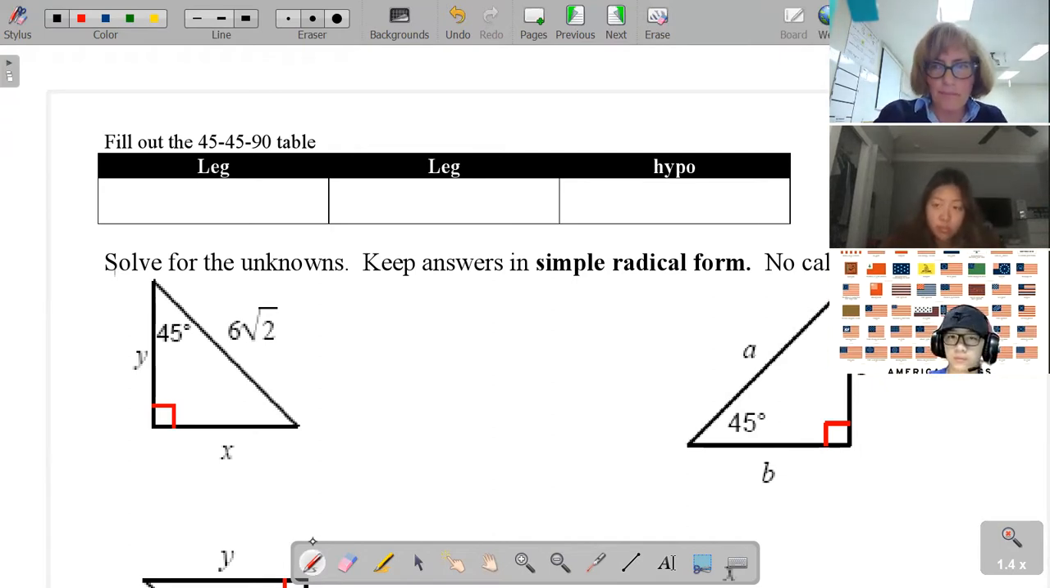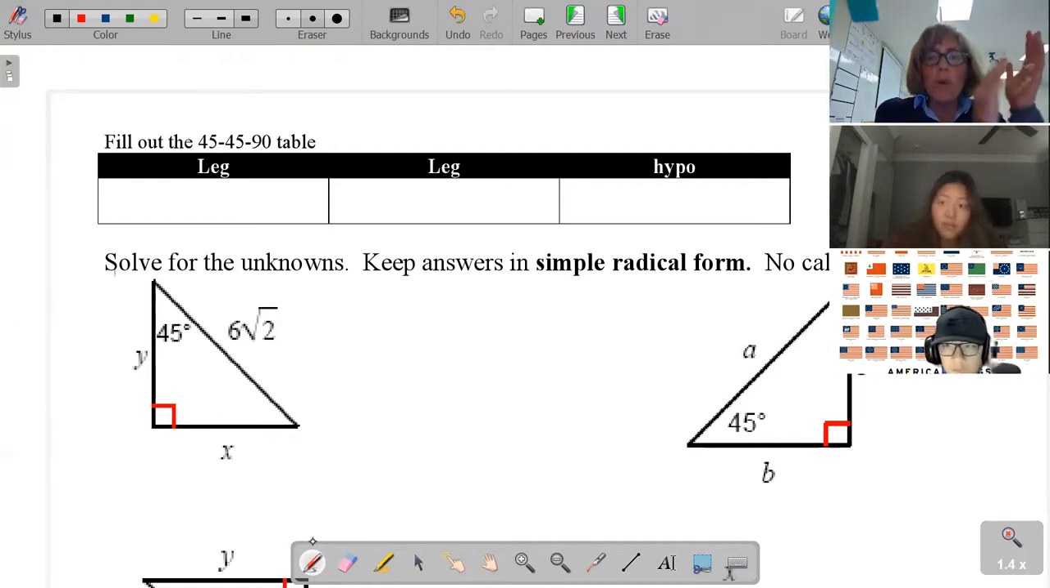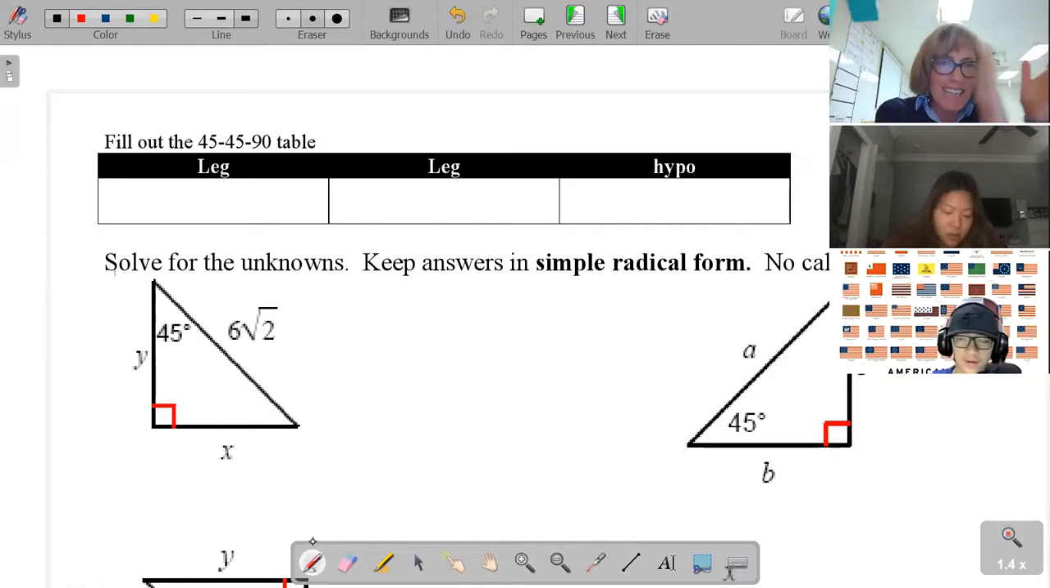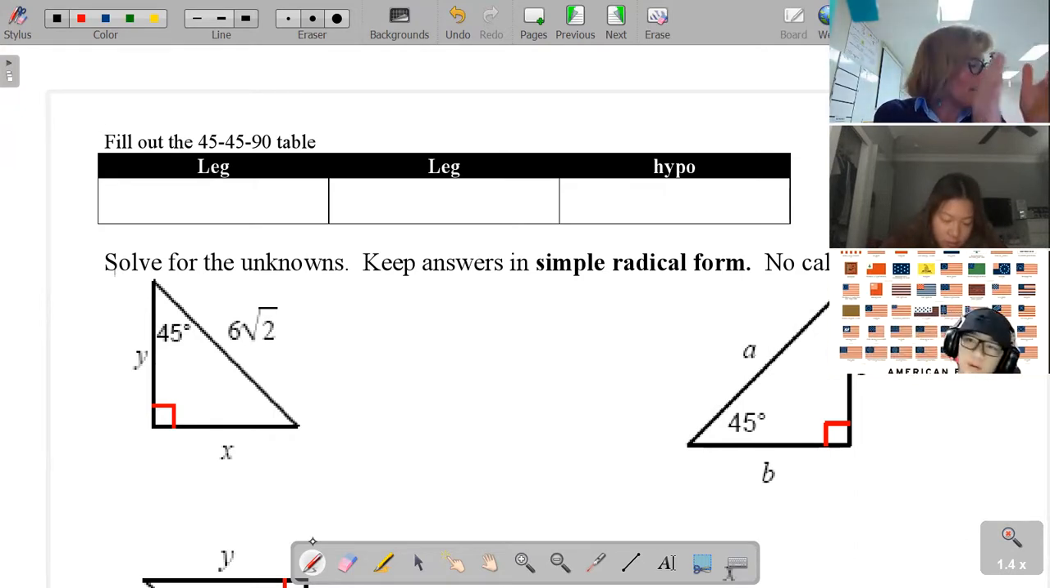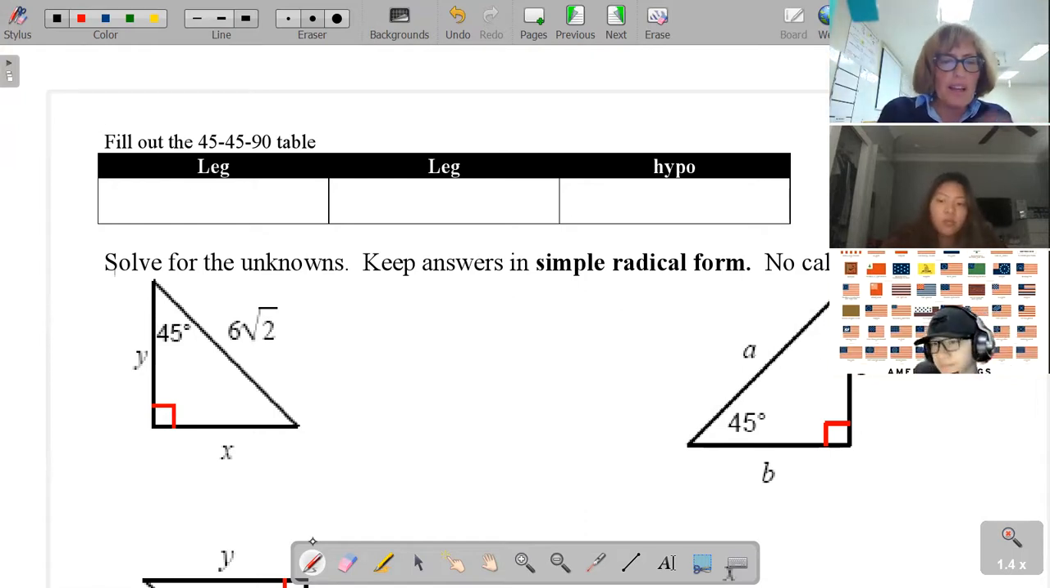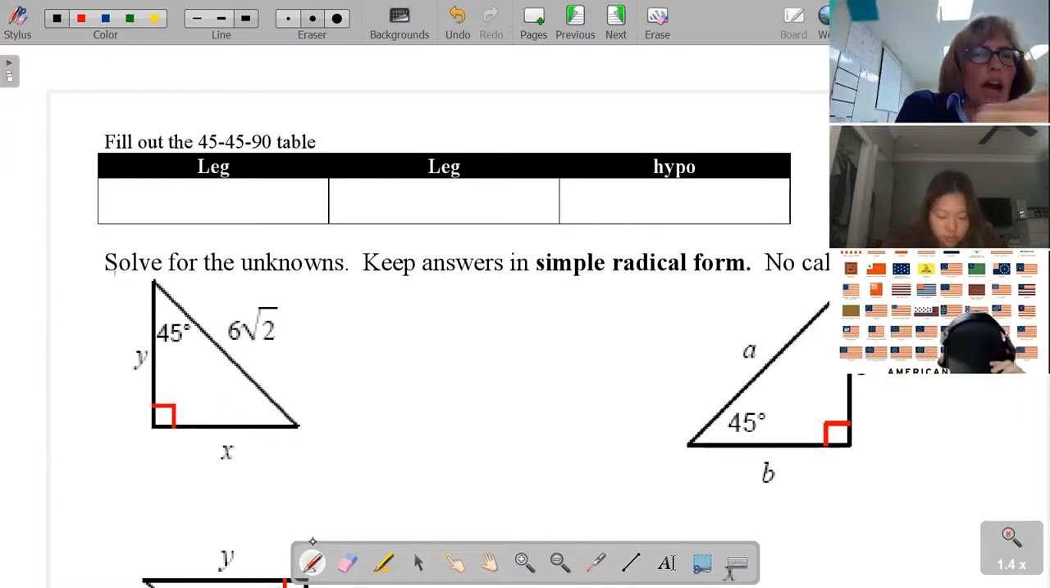45, 45, 90. 45, 45 leg. Leg, leg, leg, root 2. Okay, kiddos, everyone unmute. You're now doing this with me, Tim. Join the party. Ready? 45, 45, 90, leg, leg, leg, root 2. Again. 45, 45, 90, leg, leg, leg, root 2. Okay. Because if you don't know the chant, you're kind of hopeless here, folks.